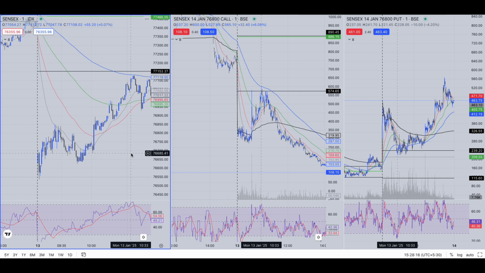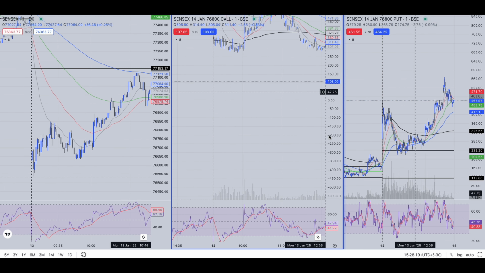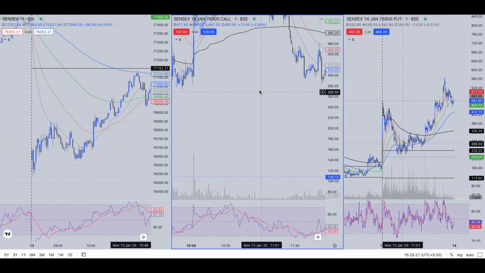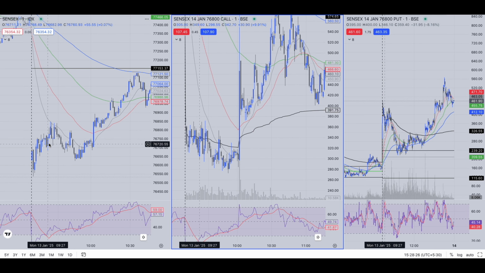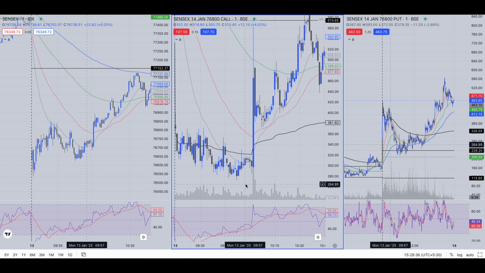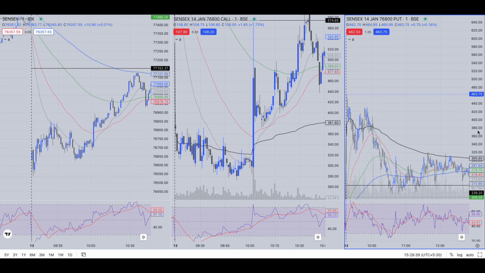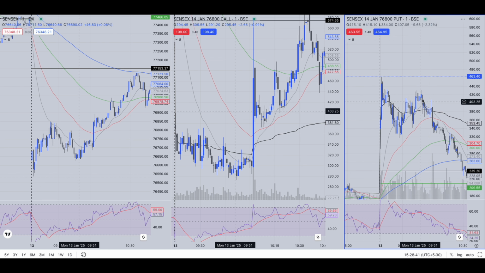Here in the premium chart, you can see clearly that even after this bullish momentum, there was not much premium move over here, and on this bearish momentum, you can see there is not much premium move, but only on the put side.